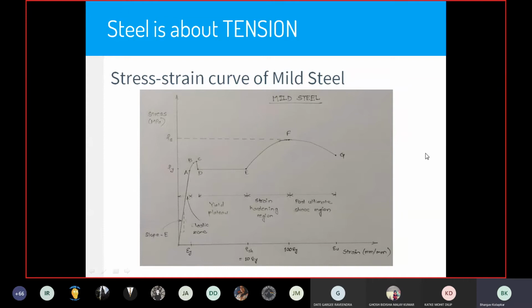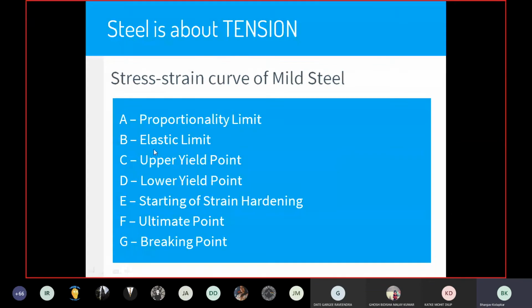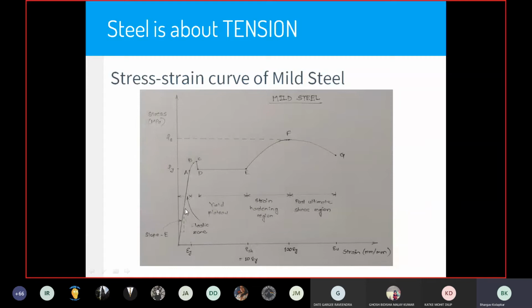So if you load the member until point A and you unload it, it will go back to its original state. So A is called the proportionality limit. Now B is called the elastic limit, which means if you load the structure until the point B and you release the load, it will get back to its original position, but the curve is not straight, it's slightly curved. So Hooke's law is strictly valid only until point A.